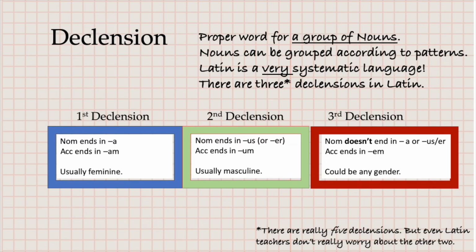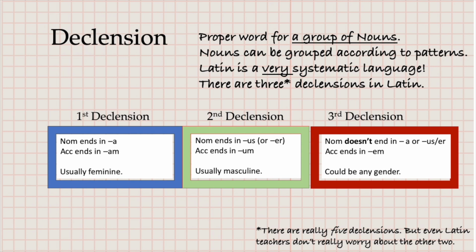Today we're introducing the idea of declensions. Declensions are basically groups of nouns. Declension's just the proper word. Nouns can be grouped according to patterns, because Latin's a really systematic language. There's basically 3 declensions in Latin, or at least that's all you need to worry about for the time being.